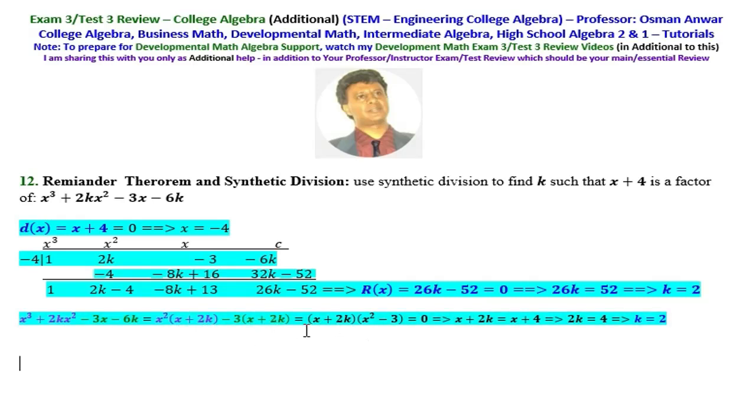That means if we factor out x plus 2k, what remains here is x squared minus 3. Then the linear part is x plus 2k, and that's equivalent to the factor x plus 4. So x cancels x, that means 2k is equal to 4, that means k is equal to 2.